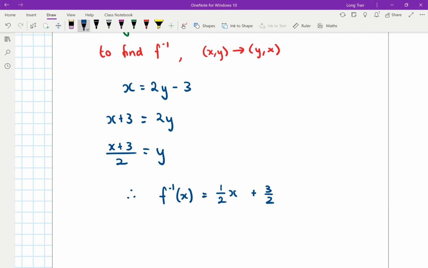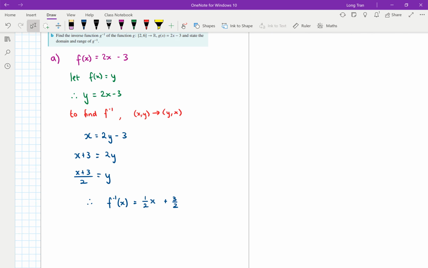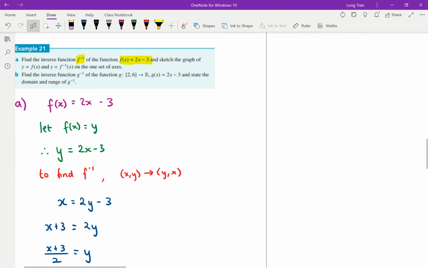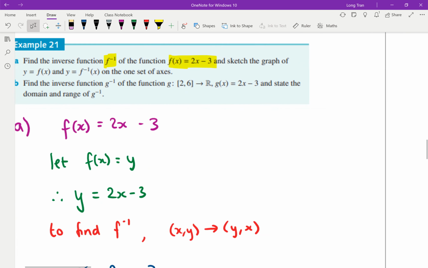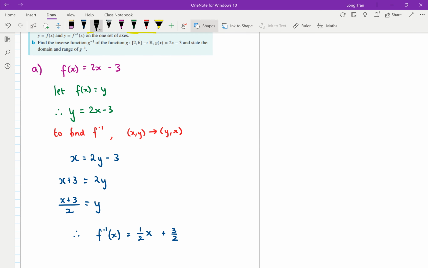So I've just split the fraction up. That's all I did. Cool. So that's my inverse function. And now they want me to sketch that graph, both of them on the same axis. So when I do it, we can just do a quick sketch.